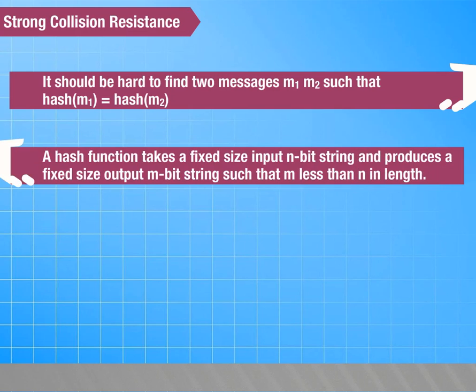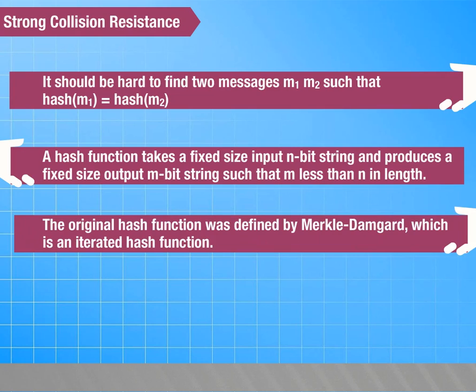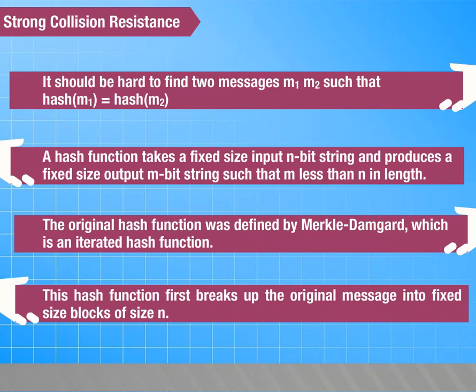A hash function takes a fixed size input, an n bit string, and produces a fixed size output, an m bit string, such that m is less than n in length. The original hash function was defined by Merkle-Damgard, which is an iterated hash function. This hash function first breaks up the original message into fixed size blocks of size n.